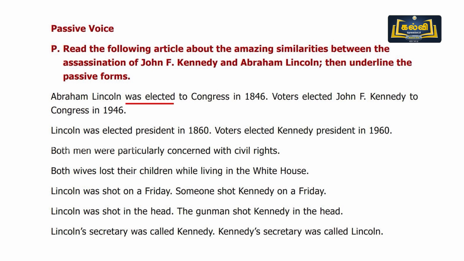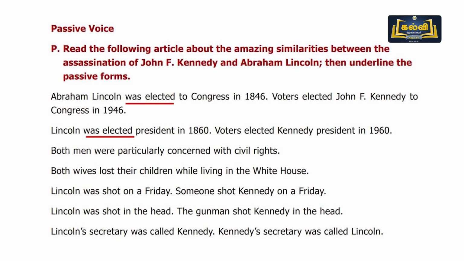Lincoln was elected president in 1860. Here again, was elected. Voters elected Kennedy president in 1960. See, here was elected. Elected is the past participle form of the verb. Before it, the auxiliary verb was is used. The second part of the sentence, voters elected John F. Kennedy. Elected alone is given, no auxiliary verb. So, that is the active form used here. So, children, you have to first identify whether it is a passive form or active form.